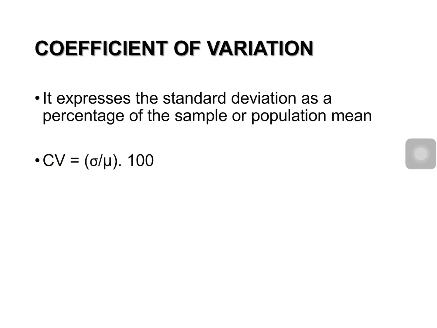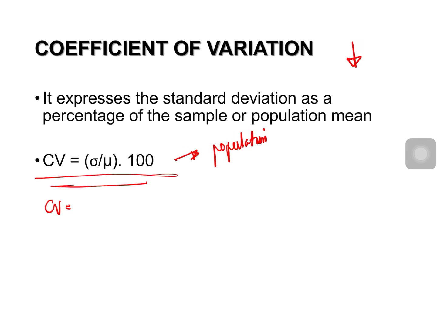So the coefficient of variation expresses the standard deviation as a percentage of the sample or population mean. Of course, we need what? A lower coefficient of variation. So this is for the population. What about for the sample? Of course, CV is equal to s over x bar times 100. This is for the sample.